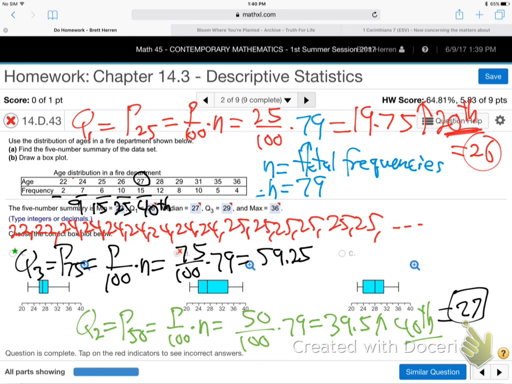Okay, what do we do with 59.25? Round it up, 60th. So we've got to grab the 60th number. How do we find the 60th number? Well, keep going. We're already to the 40th on my little list. Add 12 more, this would be the 52nd number. Add 8 more, 60th. The last 29 is the 60th number. Sure enough, Q3 is 29.